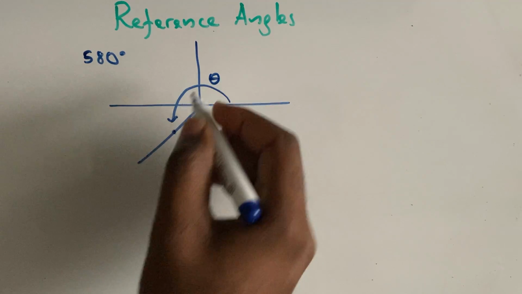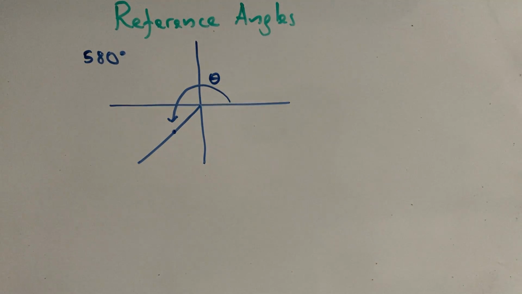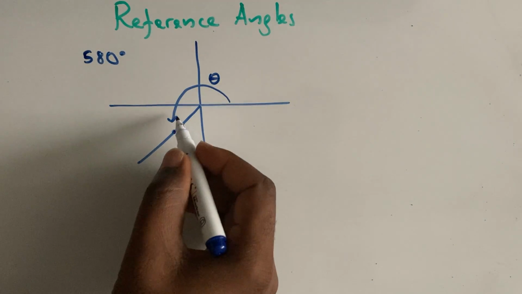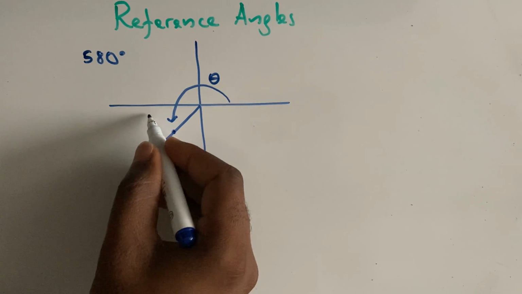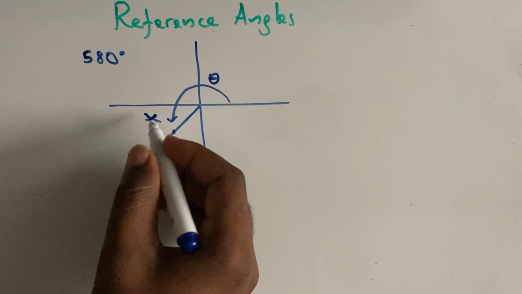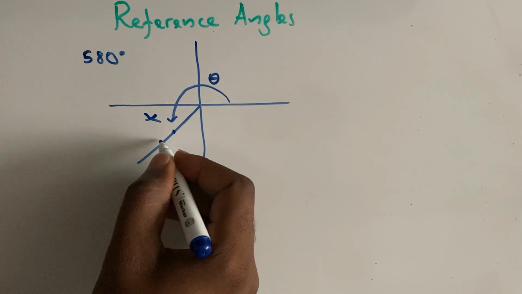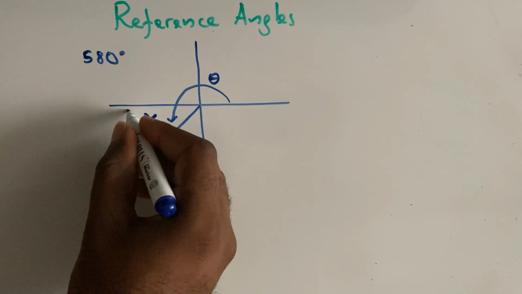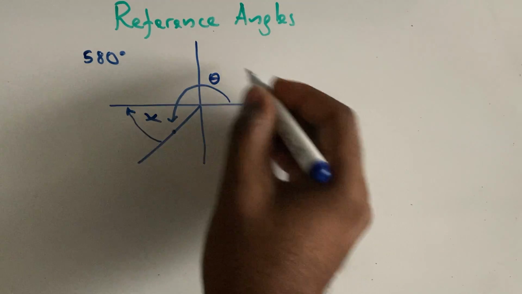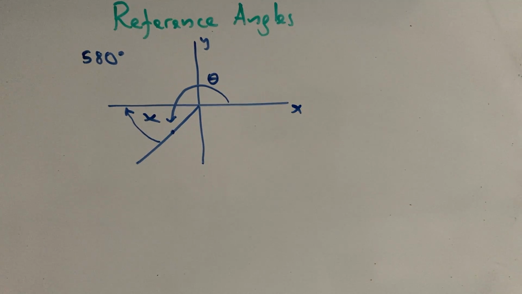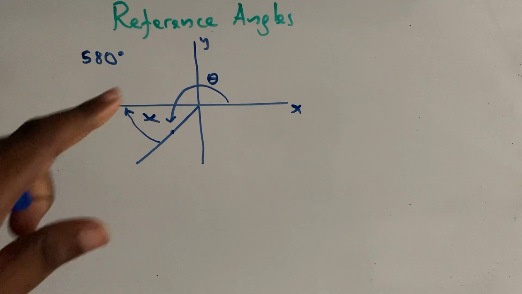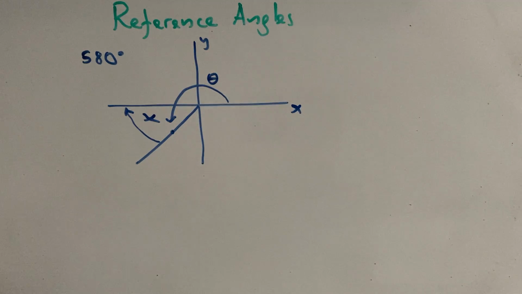So when we say reference angle, what we mean is that you need an angle formed. We're talking about the angle, let's say if I call it x, formed by the terminal side and the x-axis, okay, by the terminal side and the x-axis. So that's what we're talking about when we say acute angle. So in this case, that would be x.